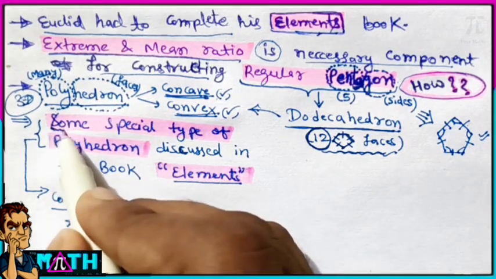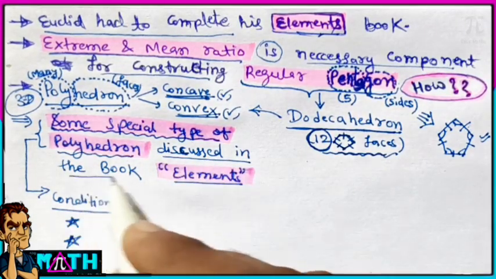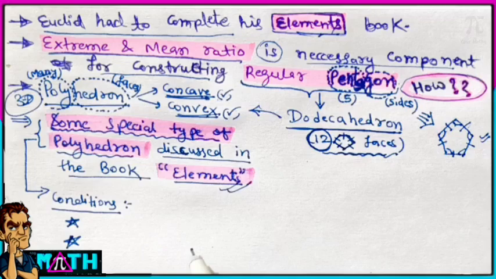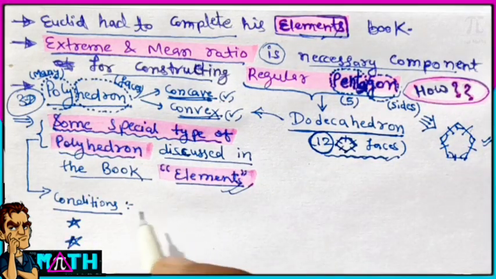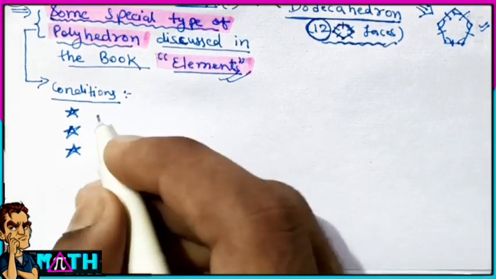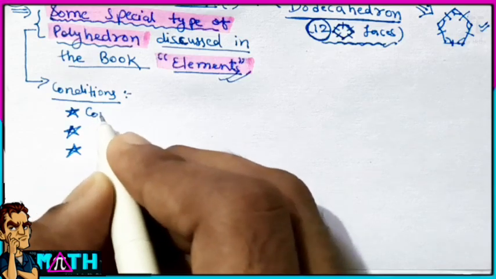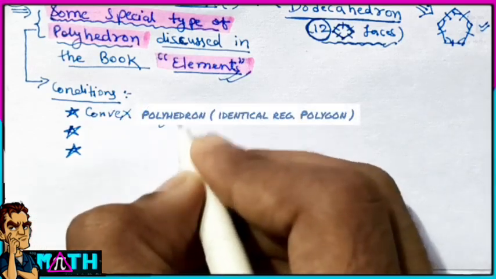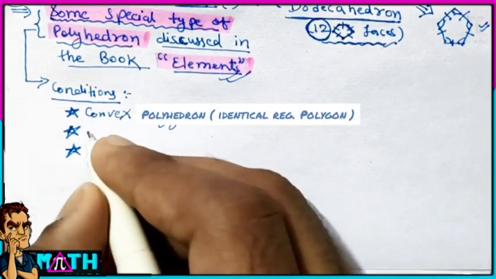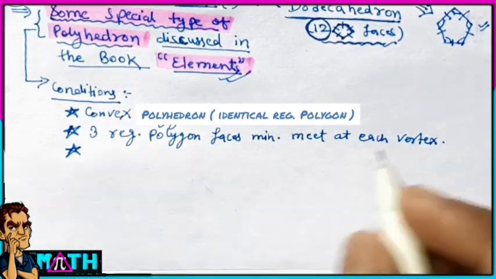Now some special types of polyhedron discussed in the book Elements that I have told you about are called Platonic solids, and the conditions that make a polyhedron a Platonic solid are as follows. The first condition is that it must be convex, having all faces as identical regular polygons. And the second condition is that a minimum of 3 regular polygon faces meet at each vertex.